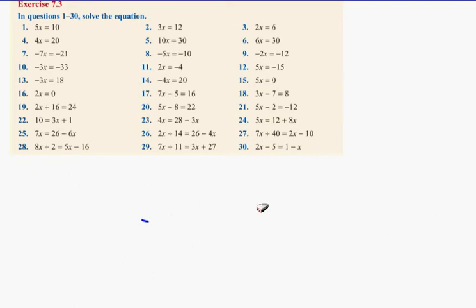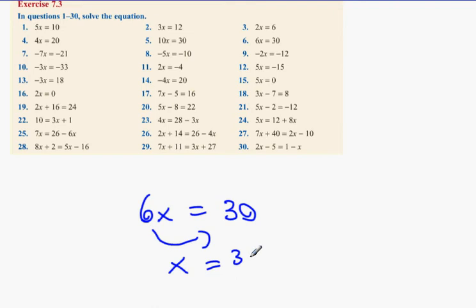Okay, the next one we're going to do is this one here. 6x equals 30. It's x multiplied by 6. If 6 is multiplied on the left side of the equals, when it moves to the right side of the equals, it becomes 30 divided by 6, which is 5. That's the first sort of questions done. Now the next one you might find of difficulty is number 14.